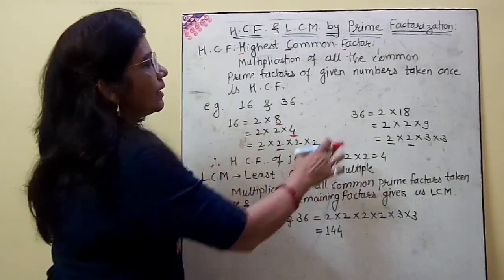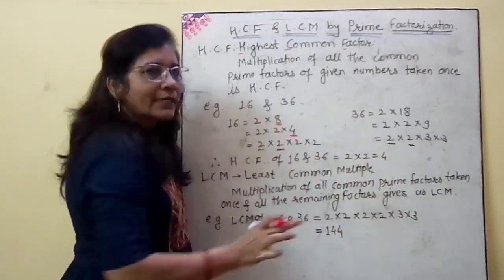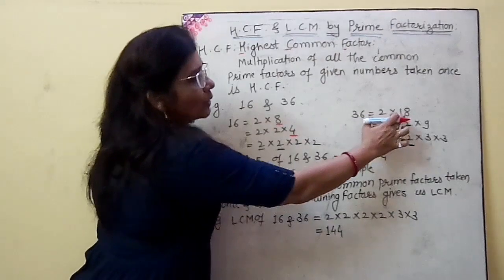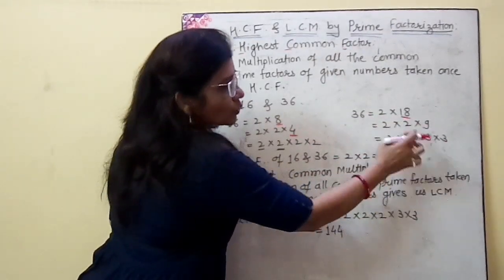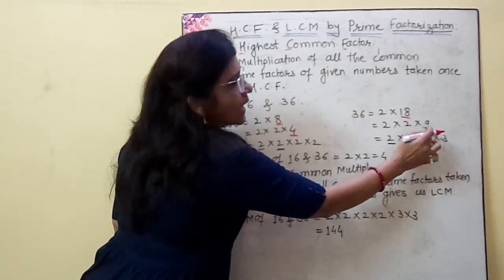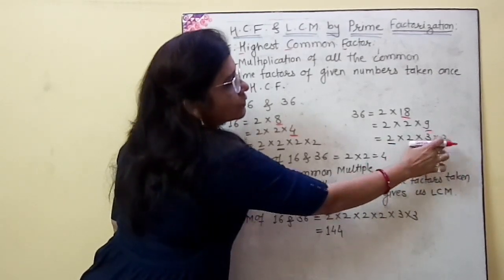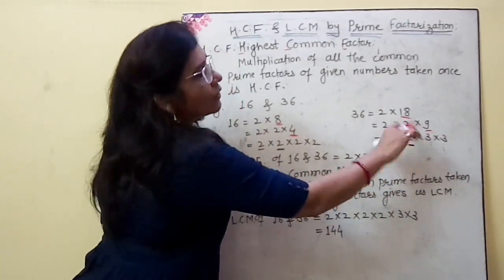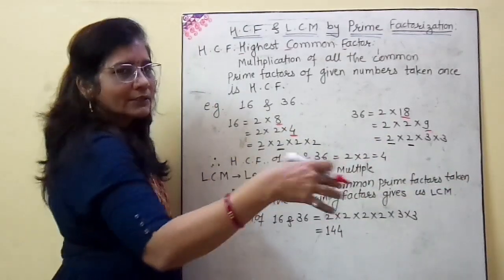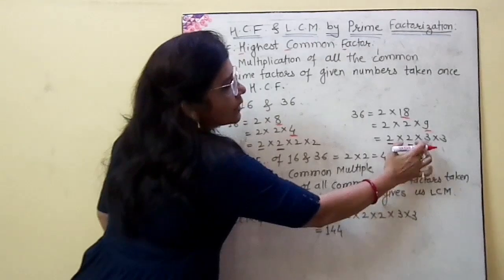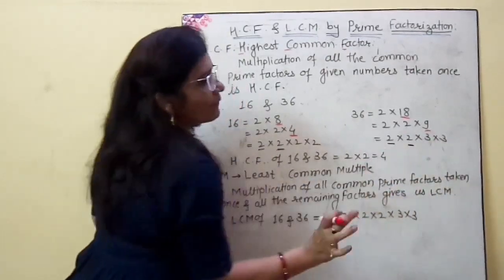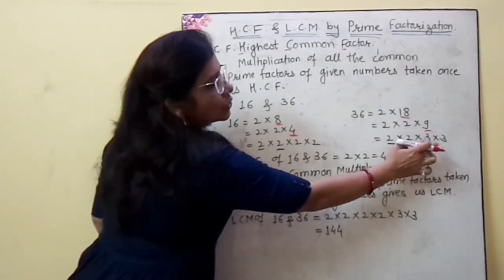Now 36. 36 is again divisible by 2, so 2 into 18. Now this 18 is divisible by 2, so 2 into 9. Now 9 is not divisible by 2, so we check whether it is divisible by 3. Yes, it is divisible, so 3 into 3, that is 9. So the prime factors of 36 are 2, 2, 3, 3.